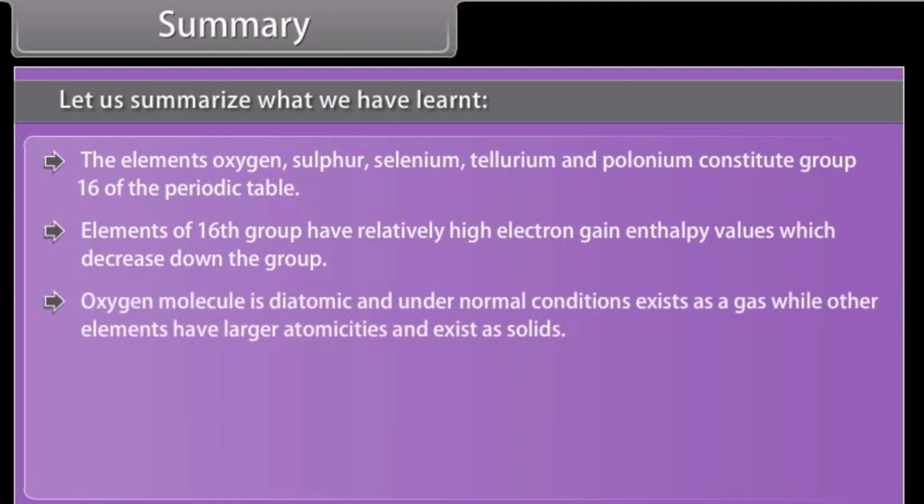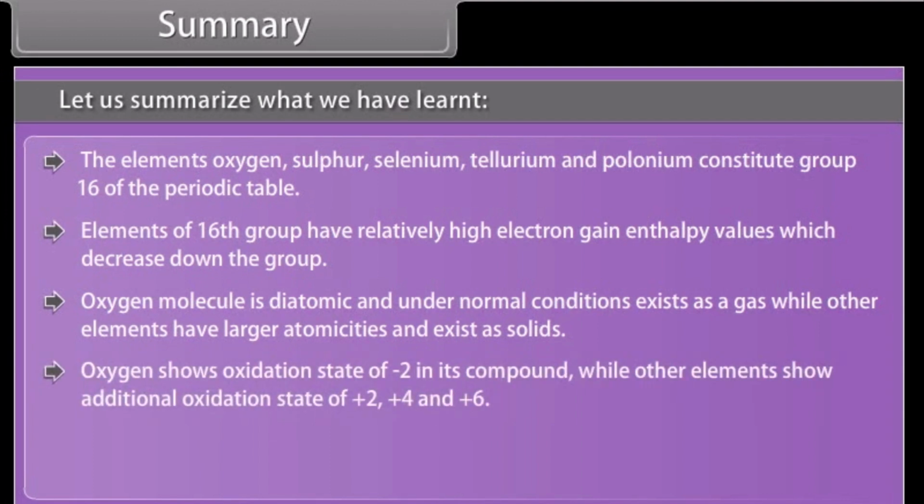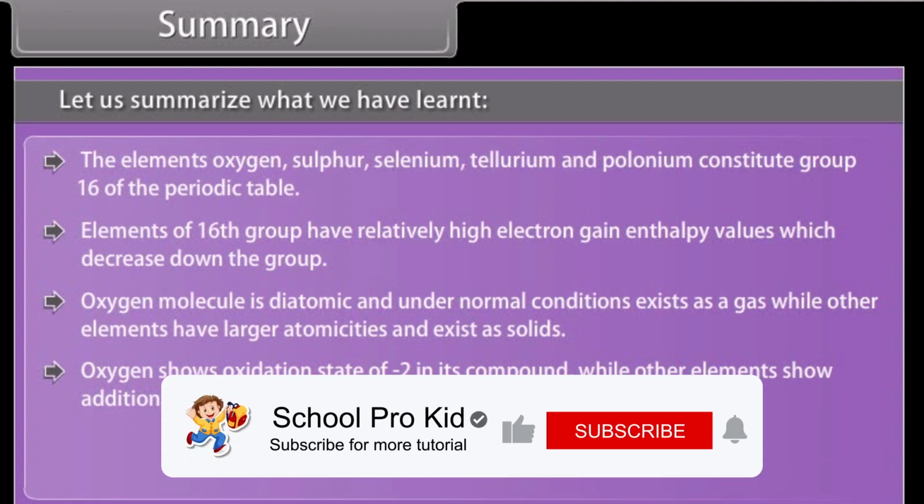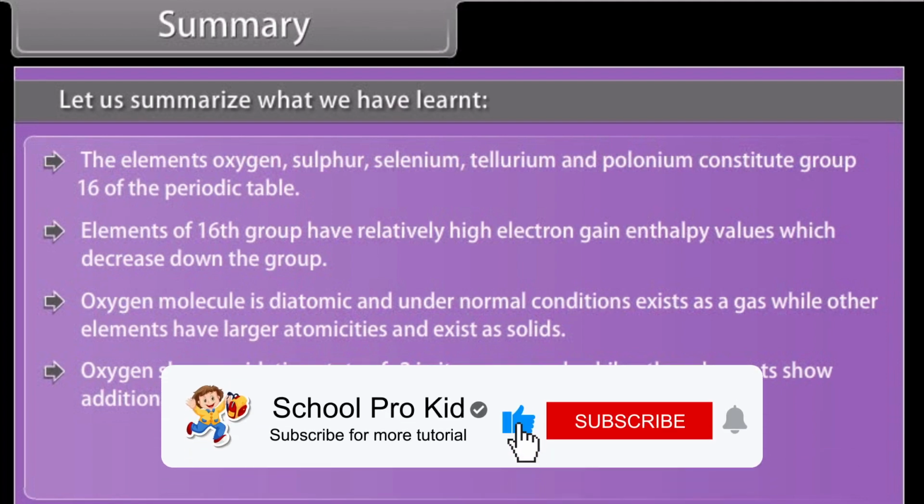The oxygen molecule is diatomic and under normal conditions exists as a gas, while other elements have larger atomicities and exist as solids. Oxygen shows an oxidation state of -2 in its compounds, while other elements show additional oxidation states of +2, +4, and +6.